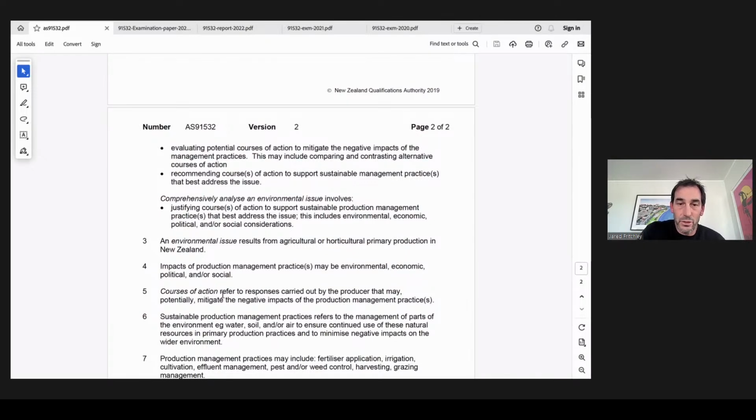That's our course of action. That's what we're going to do. So the words here are referred to responses carried out by the producer that may potentially mitigate the negative impacts of the production management practices. So that's our next step.